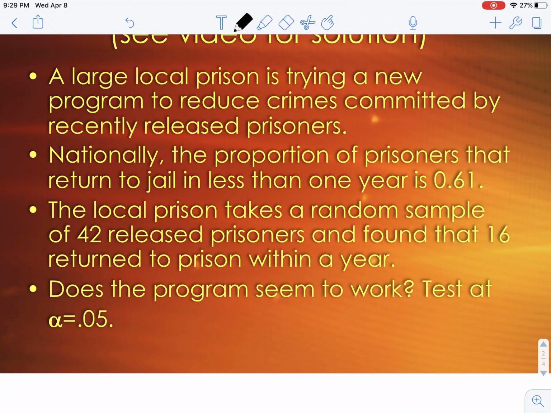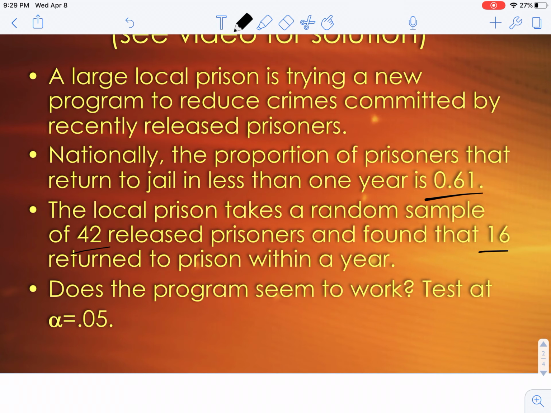So a large local prison is trying a new program to reduce crimes committed by recently released prisoners. Nationally, the proportion of prisoners that return to jail in less than 1 year is 0.61. The local prison takes a random sample of 42 released prisoners and found that 16 returned to prison within 1 year. All right, so 16 of the 42.